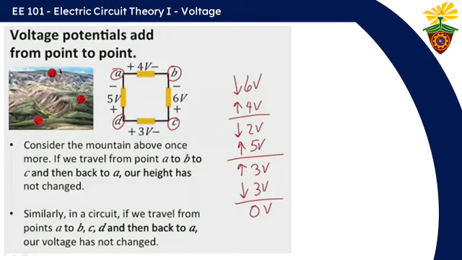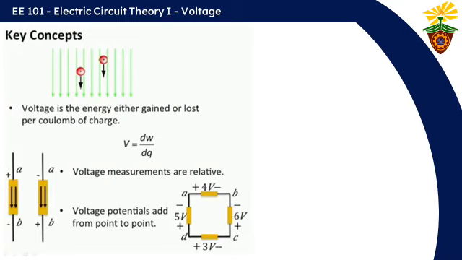So the key concepts that we covered in these lessons are: one, voltage is the energy we either gain or lose per coulomb of charge, and you can define that as the first derivative dQ of the voltage. Also, voltage measurements are relative, so you have to define the reference point. And finally, voltage potentials add as you travel from point to point.